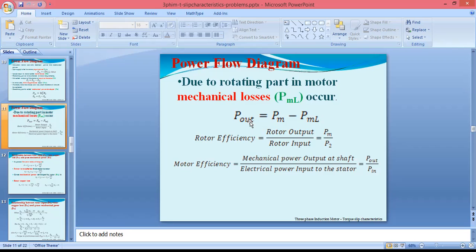Efficiency is nothing but output power upon input power. Here we are supposed to see efficiency for the motor. So what will the efficiency of the motor be? The mechanical power which we get at the output of the shaft is P output, and the power we get at the output of the rotor is the mechanical power PM. So we can take that as rotor output. Rotor input we call P2, but here we are supposed to take motor efficiency. For that we require in the denominator the electrical input power which we give to the stator. So the motor efficiency equation will be P out upon P in.